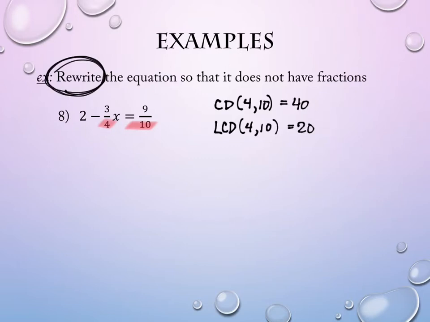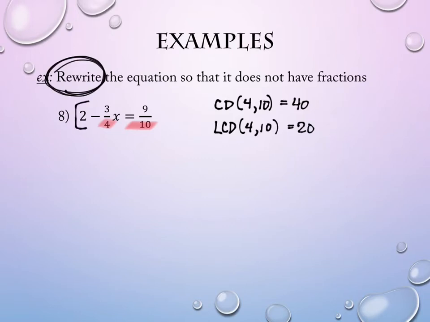Either of these are perfectly fine to use, okay? So pick whichever one you'd like. 20 will keep things a little bit smaller. 40 is the easier one to see, just because you multiply the two denominators together. I'm going to use 40, just so that you can see it works, even if I'm sort of doing overkill. It's a little bit too big for what I absolutely need.